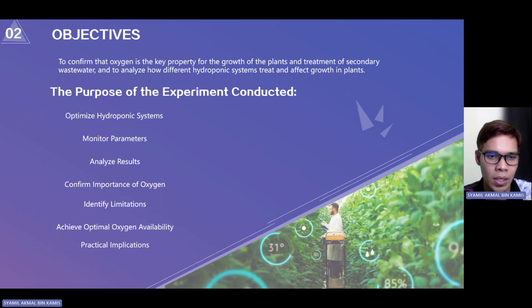The specific objectives of the article are to confirm that oxygen is the key property for the growth of plants and treatment of secondary wastewater, and to analyze how different hydroponic systems treat wastewater and affect plant growth. The key points of the experiment objective are to optimize the hydroponic system, monitor parameters, analyze results, confirm the importance of oxygen, identify limitations, achieve optimal oxygen availability, and consider practical implications.